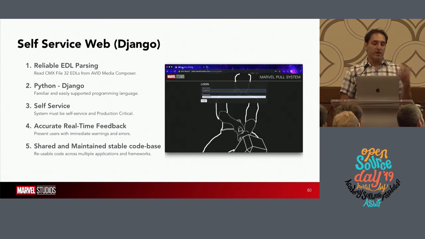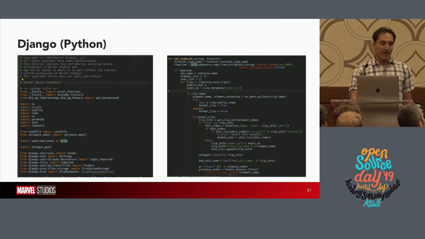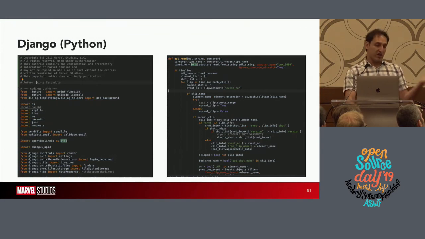Since it's self-service and it's a web, we're using a web integration there. It makes it accurate real-time feedback for editorial staff. And it allows us to share our code easily within our environment, including any changes we make for our custom development. So it's Django, it's Python, easy.